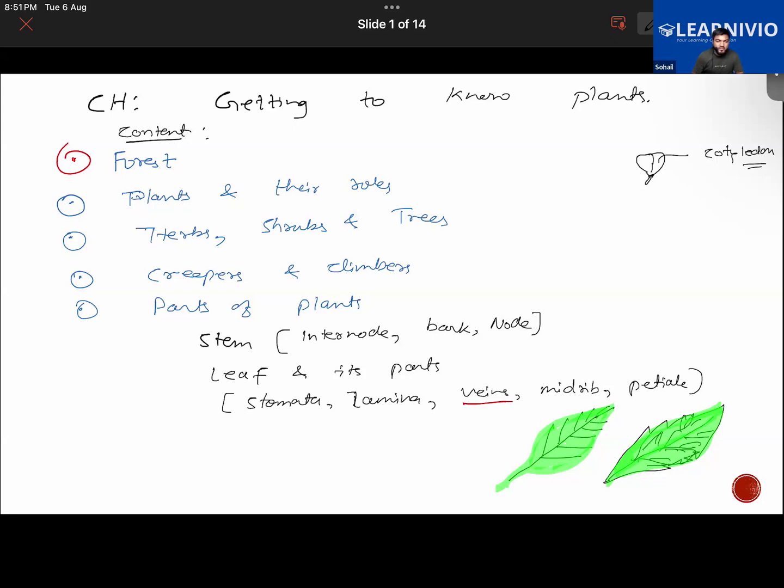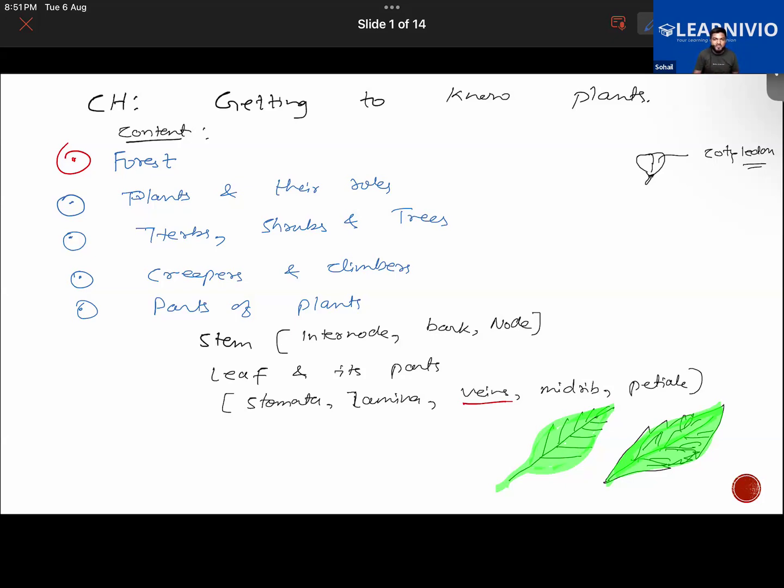So, see, while we would be learning about the veins in detail, we are going to learn about reticulate and parallel venation. I'm just giving an overview of the different topics which we would be learning in the chapter. Okay, Hana? Just to give you a slight idea of this, like the veins that you see, both of them are running parallel to each other.